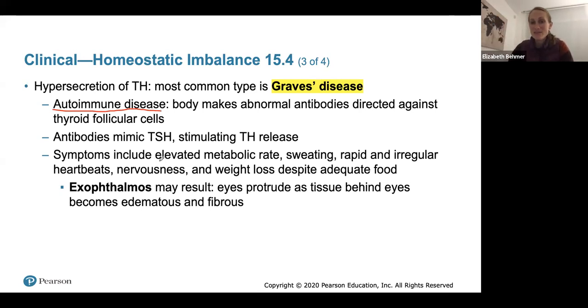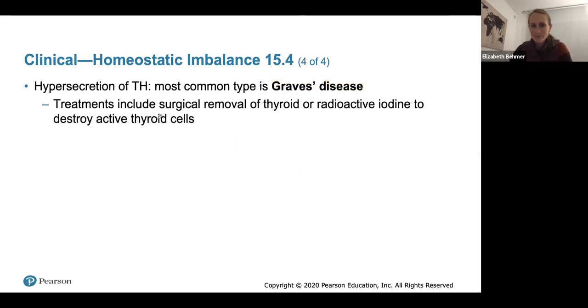So you have an elevated metabolic rate. People lose weight rapidly, with sweating, increased heat, rapid and irregular heartbeats, heart palpitations, and nervousness. Eventually hyperthyroidism can lead to Graves' disease, or it can just be Graves' disease, because it's an autoimmune disease where the body will make abnormal antibodies directed against the thyroid follicular cells.